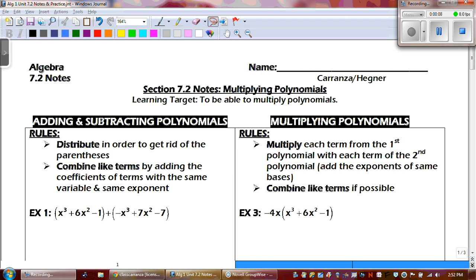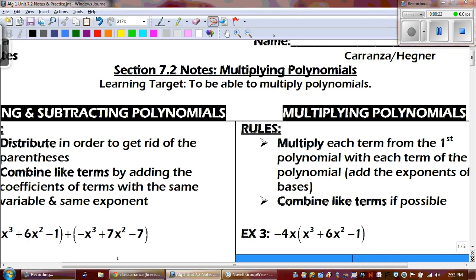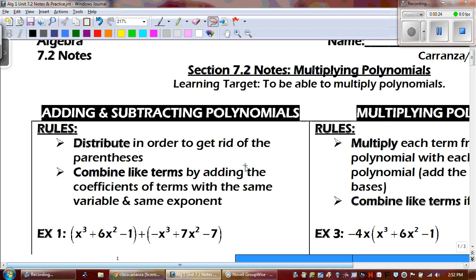Today we're talking about multiplying polynomials. Our learning target today is to be able to multiply polynomials. Now, before we begin with the new stuff of multiplying, let's go over the rules of adding and subtracting, which is what we talked about yesterday.